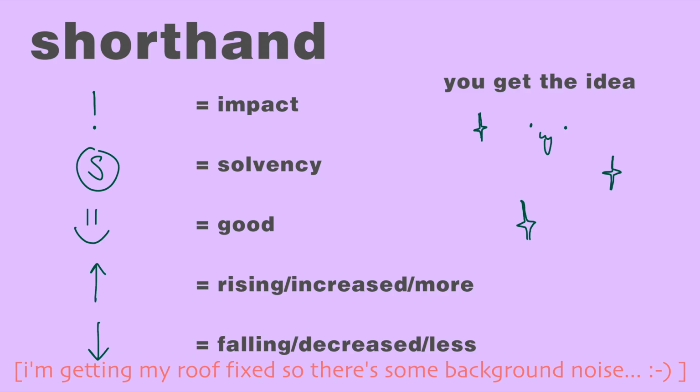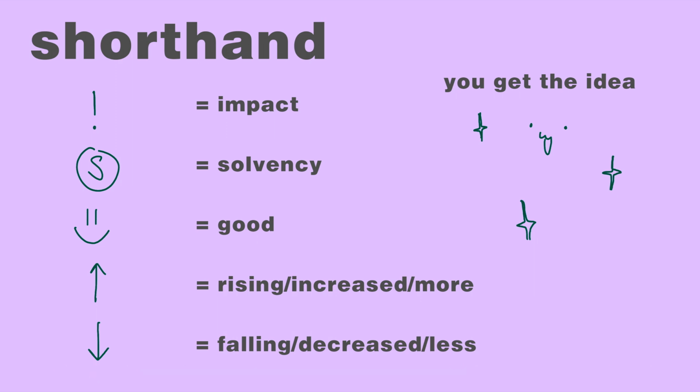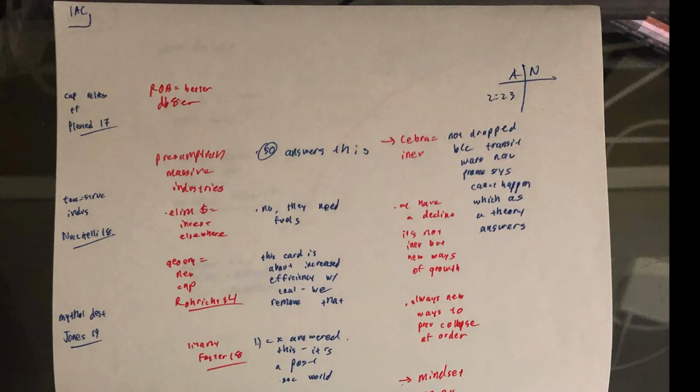Make sure to develop a shorthand for both yourself and your partner. For example, use exclamation points for impact and a capital S for solvency. You can also draw a smiley face if you feel like it. You have to keep up with extremely fast-paced debates, so becoming accustomed to an efficient shorthand will help you keep up. When flowing, try to write answers next to the arguments they're answering so you can easily see which ones are dropped and which ones are overcovered.